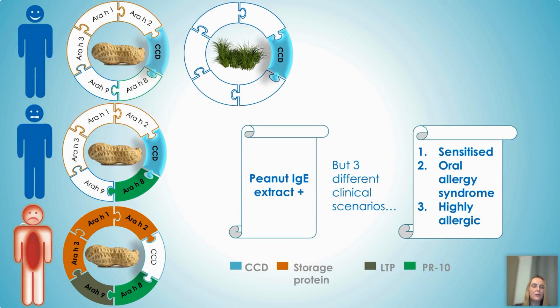If we then move on to the patient that does experience symptoms when he eats the peanuts, and we look at the molecular components, which is then positive, the Ara h 1, 2, 3, which are storage proteins, and LTP, the Ara h 9, which are very heat stable. And this patient is then highly allergic and should avoid all peanut products.